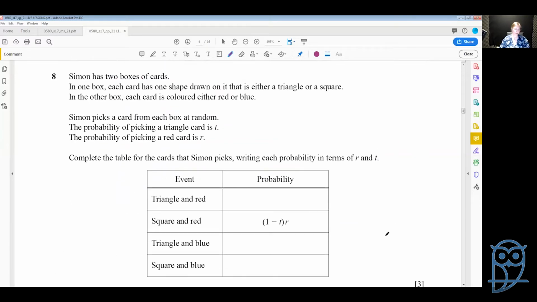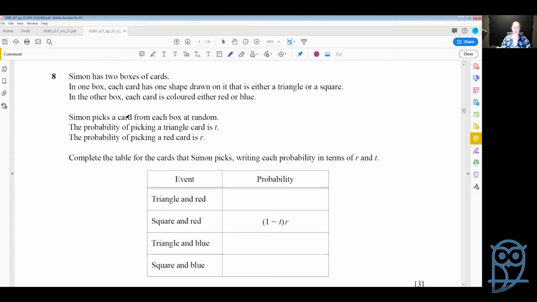Okay, question 8. Simon has 2 boxes of cards. In one box, each card has a shape drawn on it that is either a triangle or a square. In the other box, each card is colored either red or blue. So these are mutually exclusive events. The card can either have a triangle or it can have a square. There is no chance for it to have both. So that means a card is either a triangle or not a triangle, and it's either red or not red.